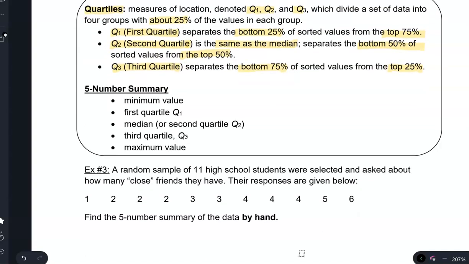And this is part of what's called your 5-number summary: your minimum, your first quartile, also called Q1, your median, which is technically Q2, your third quartile, which is called Q3, and your maximum. That's our 5-number summary. This really helps us break down the data in a nice, beautiful way. We use the 5-number summary a lot, or we use pieces of it a lot.